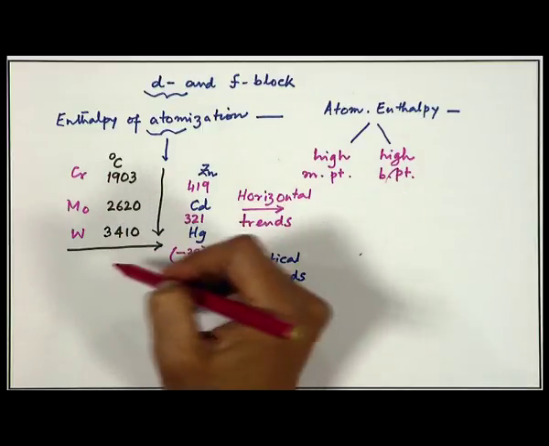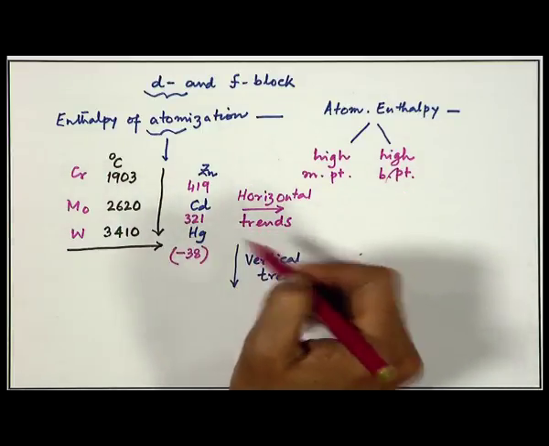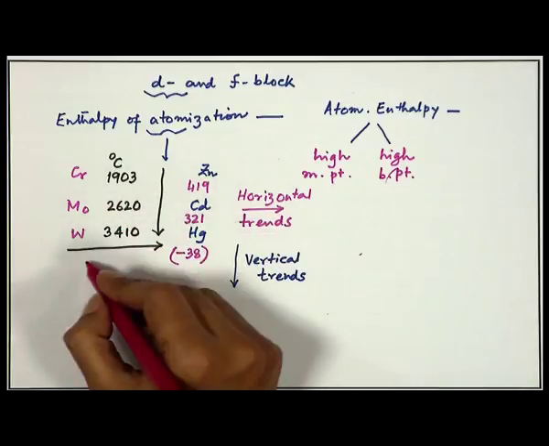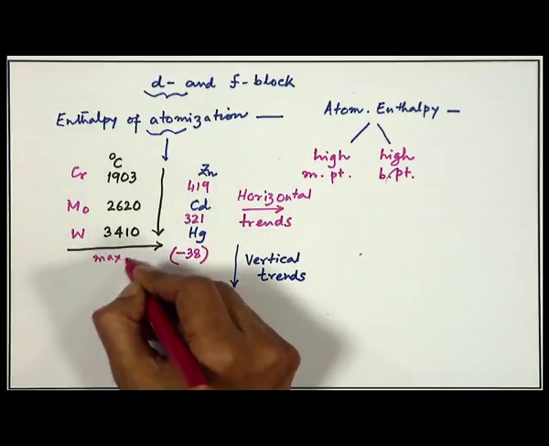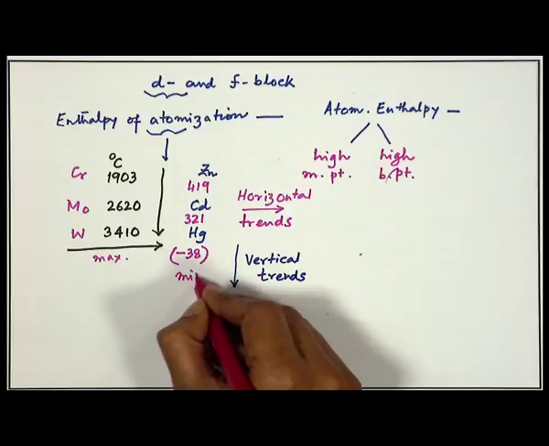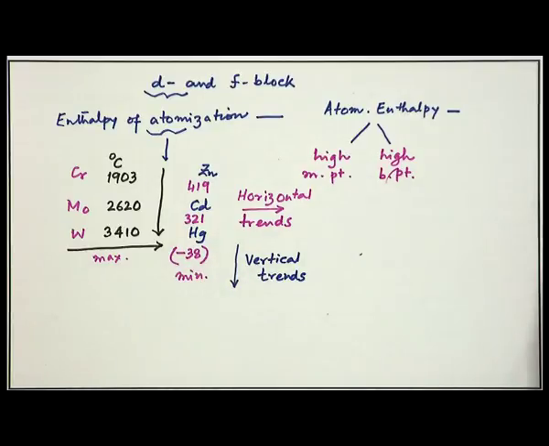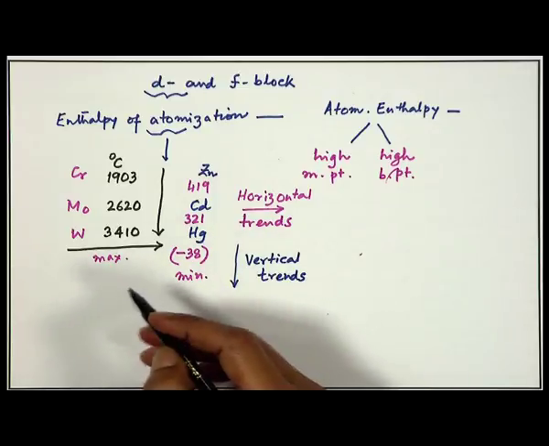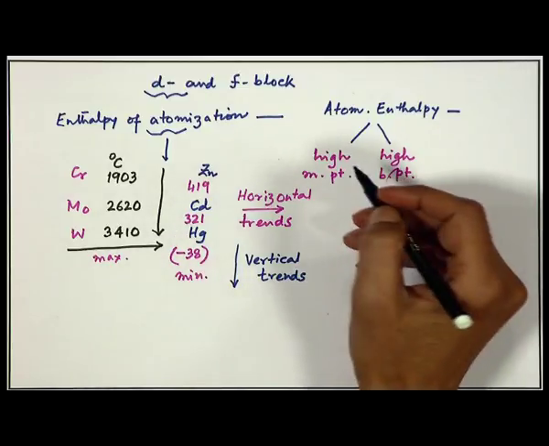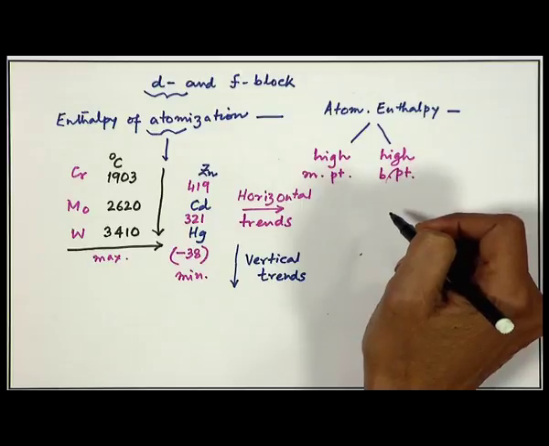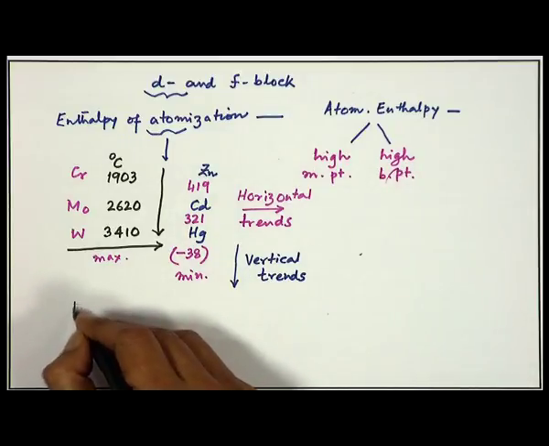So, down this line and on the other side we can have the maxima obtained here, and the minima at this particular point. So, related to these things, that is how the enthalpy of atomization and other physical properties can change.